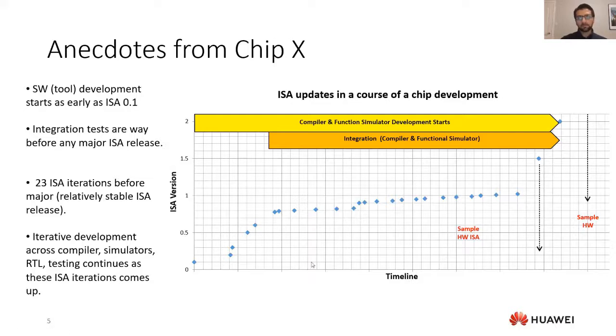And also integration, compiler and functional simulator tests are way before any major ISA release. If we look at these different dots, these are releases of ISA, and we don't get to version 1 until very late, to be specific, after 2023 ISA iterations. So this kind of iterative development across compilers, simulators, your RTL testing continues as these ISA iteration comes up.